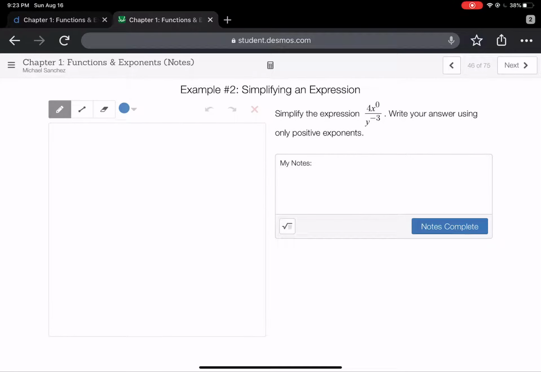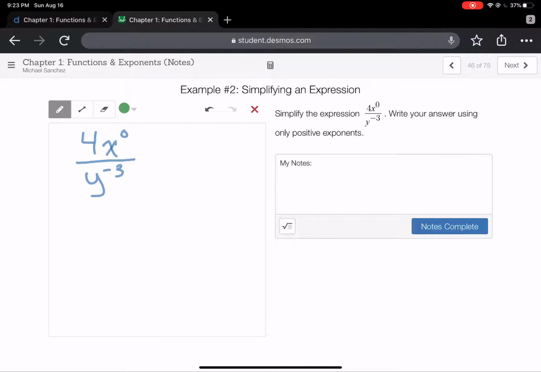Next up, we're going to apply this to an expression. We're going to apply the zero exponent property followed by the negative exponent property, and we're going to write our answer in only positive exponents. I'm going to start here. I have 4x to the power of 0 over y to the power of negative 3.